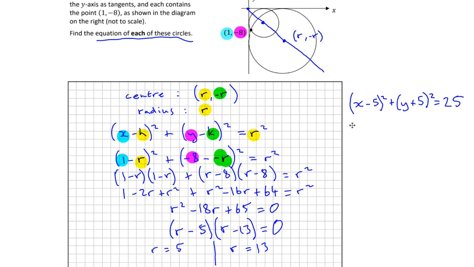And then r is equal to 13. The other equation then is (x - 13), because remember the radius of the big circle is 13, so the coordinate of the center will be (13, -13). So (13, -13) is the center of this circle. So it's (x - 13) squared plus (y - (-13)), which is y plus 13, squared, is equal to 13 by 13, which is 169. So there's the two equations for the two circles, and that's the end of the question.